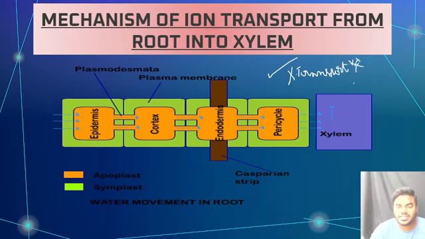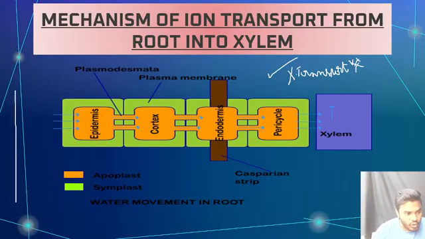If you don't understand this, you can't understand the xylem transport. So pay utmost attention. I will explain twice, automatically you will understand. See friends, this is the root, correct? If you do the cross section of a root like this, what are we getting?